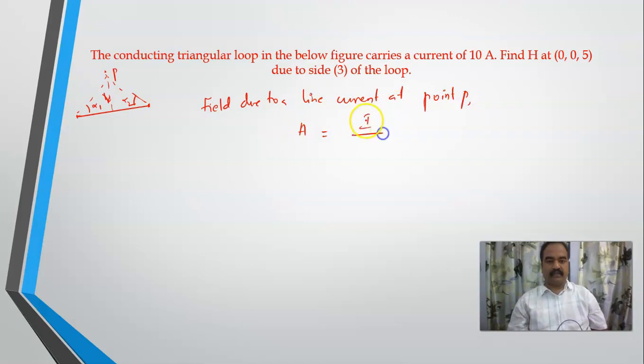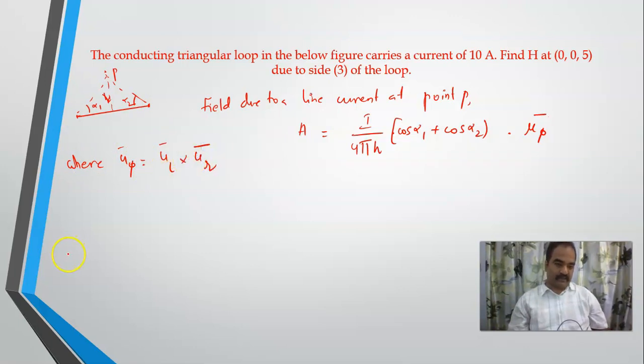H is equal to I by 4 pi h into (cos alpha 1 plus cos alpha 2) into u phi bar, where u phi bar is the unit vector along line charge and the unit vector along the shortest distance to the point. We know that UL bar, we have already got it. What is our UL bar? It was (minus UX bar minus UY bar) by root 2. And this one also we have already got it. What was this one? It was UZ bar, right? And I we do have, it is 10 amperes.